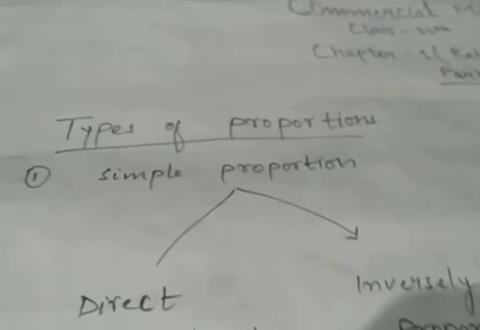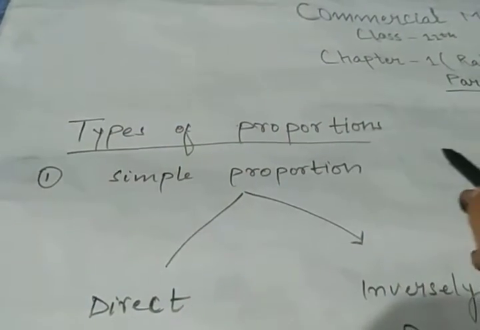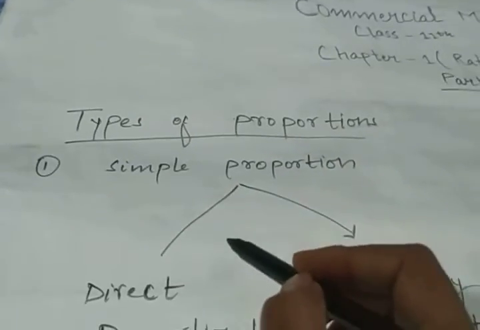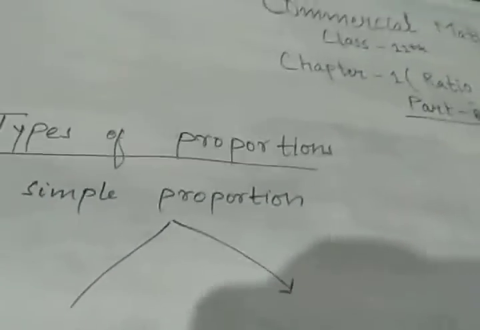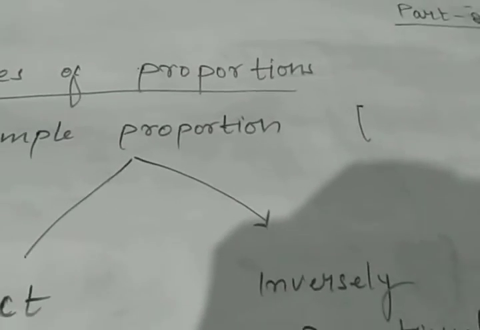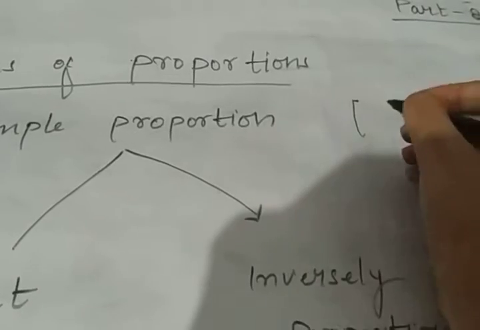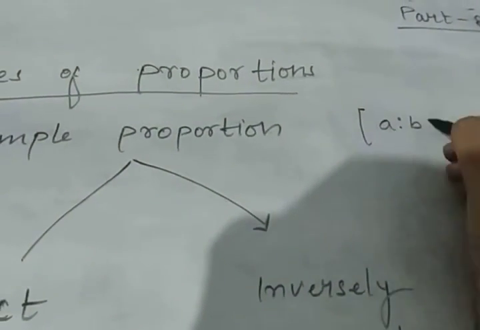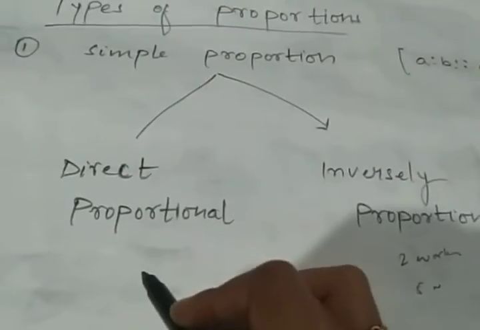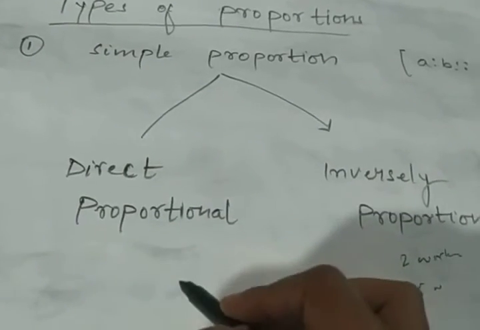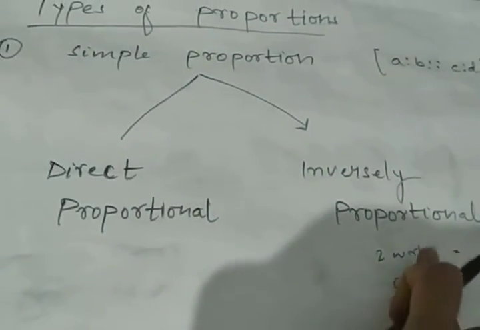Now I am going to study another point, that is, types of proportions. Proportion is divided into two forms: simple proportion and compound proportion. In a simple proportion there are two ratios, A to B and C to D. Simple proportion is divided into two forms: direct proportion and inverse proportion.